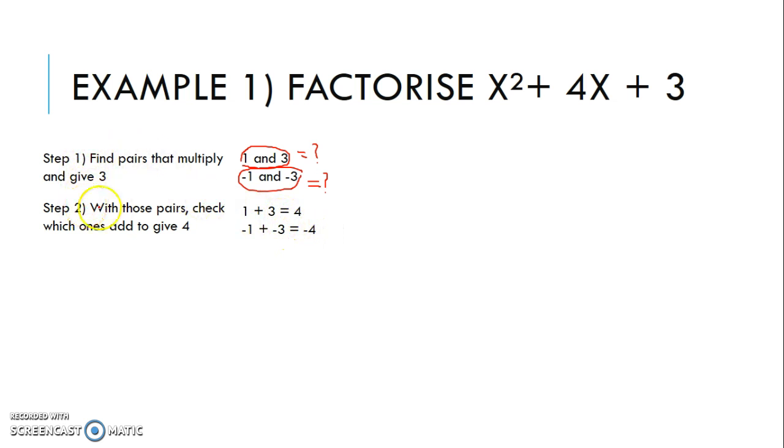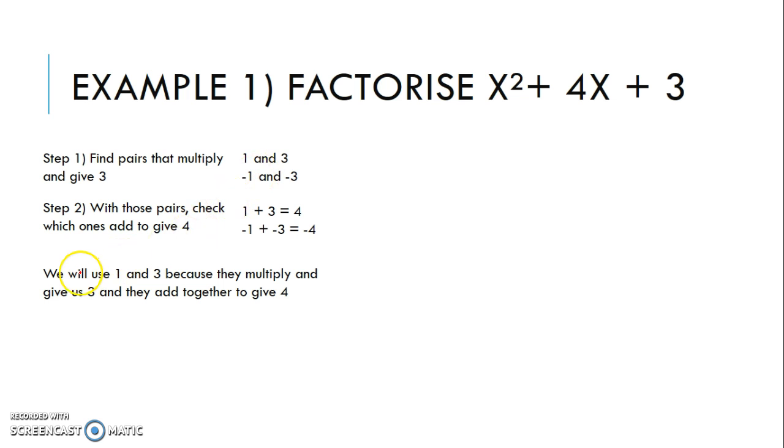Looking at step 1 and step 2, the pairs that multiply and give me 3 are 1 and 3, and negative 1 and negative 3. The pair that gives me 4 when I add them together is this pair of numbers, 1 plus 3. Therefore, we're going to use 1 and 3, because they multiply to give me 3, and when you add them together, they give you the 4.